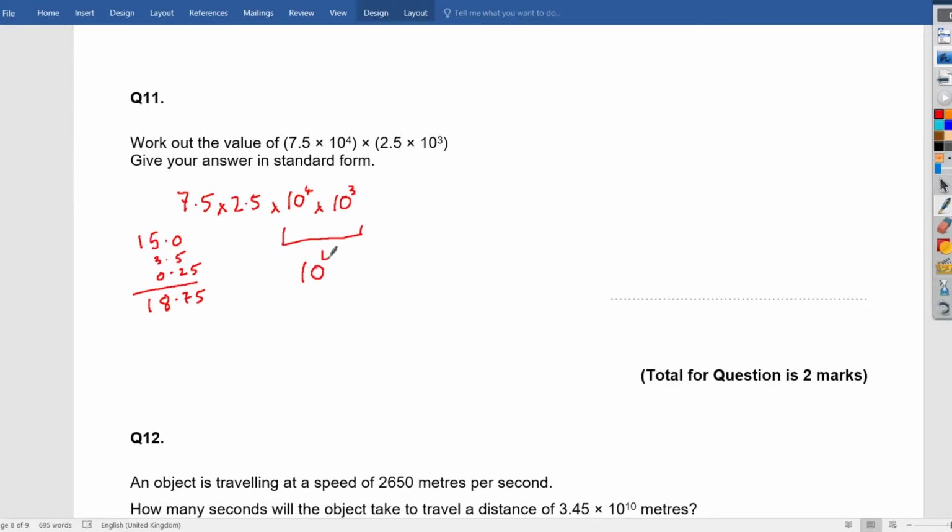and add the powers, which will be 4 plus 3, because they are being multiplied. So what I'm going to end up with is 18.75 times 10 to the power 7. So we've got 7.5 times 2.5, which is 18.75, and 10 to the power 4 times 10 to the power 3: the base is the same, keep the 10 there, and add the powers. 4 plus 3 is 7.